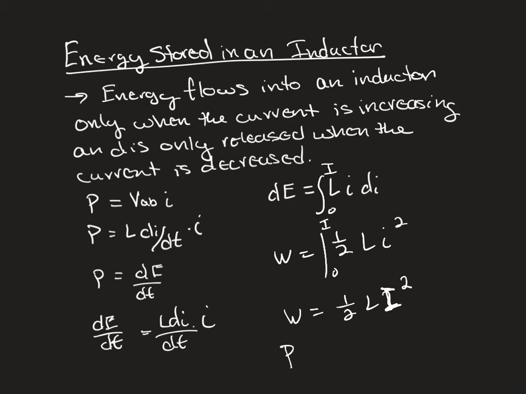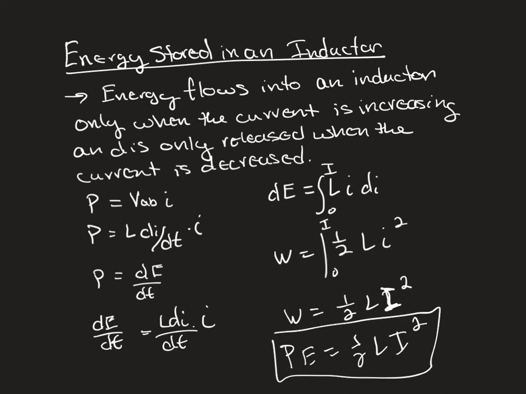or the idea, remember work equals the change in potential energy, so our potential energy is equal to 1/2 times the inductance times the current squared. Remember, we switch back to the capital I because when you're actually figuring out how much is stored, the current then needs to be steady.